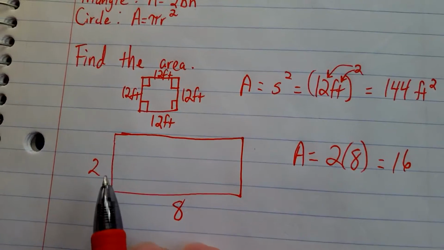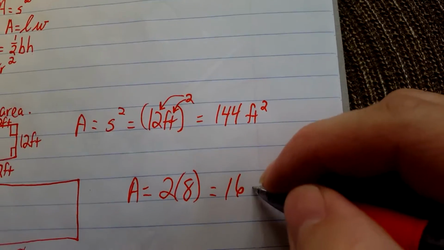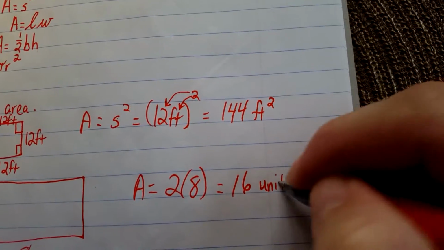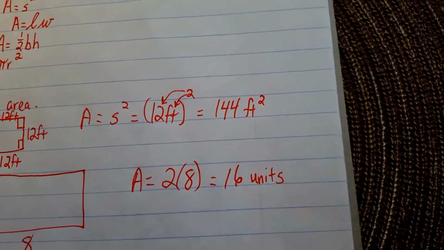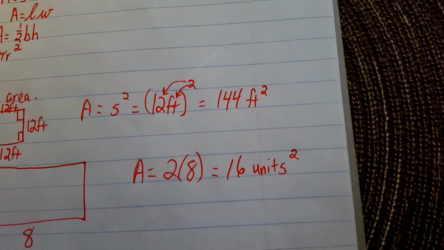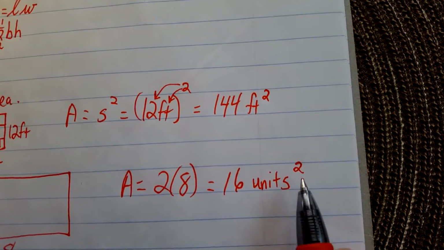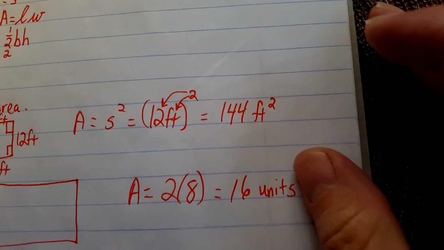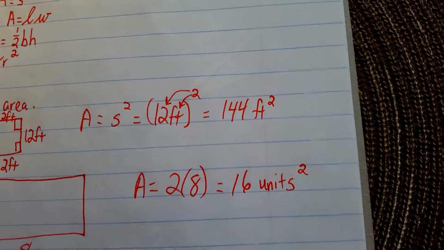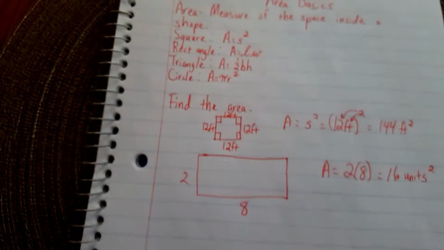Now, I don't have any units here on this. So what I'm going to do on this is add them in as part of my answer, and I'll write it in as units. But because I'm working with area, do not forget to make this units squared. Do not forget that piece for area only. If this were perimeter, it would have been good like that. But we're talking about area, so we got to make sure we account for that.